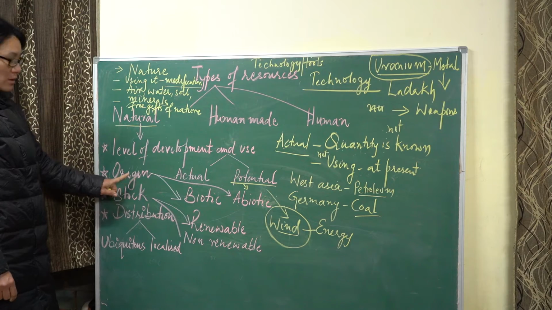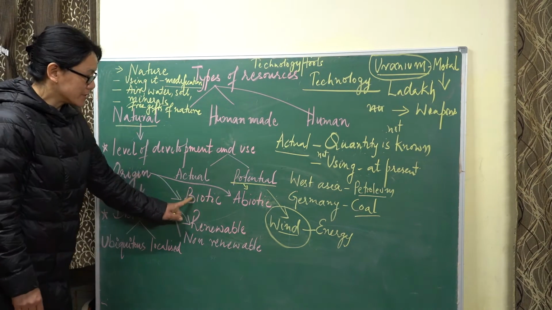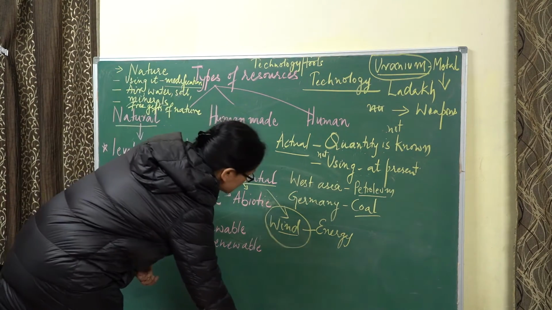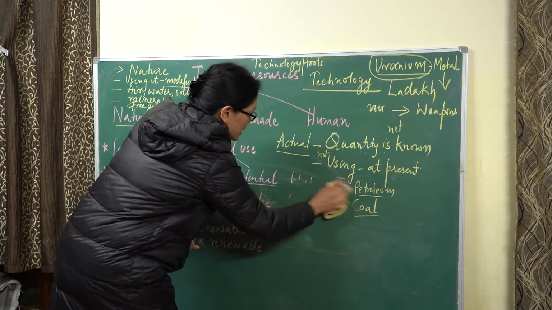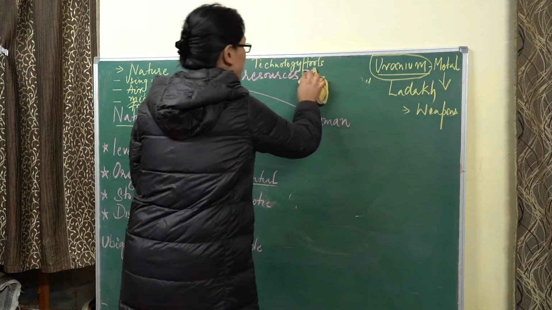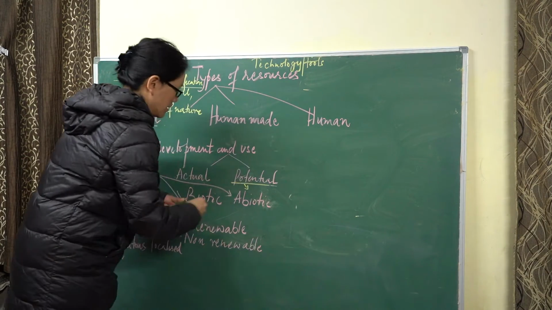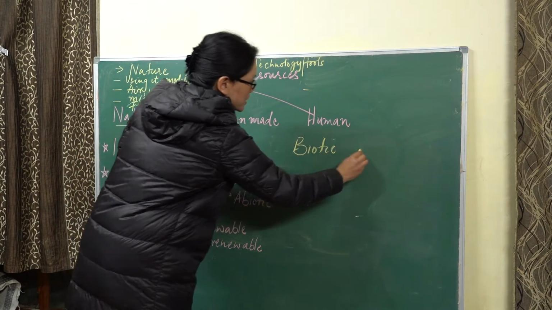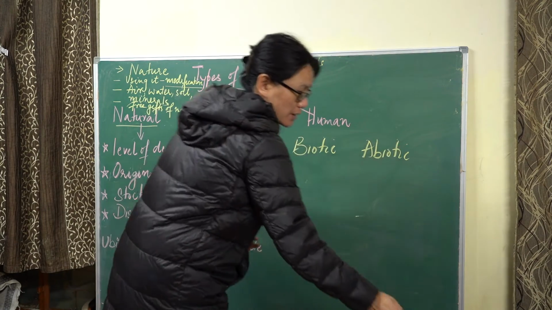Then the next one we have is origin. On the basis of origin, we have biotic and abiotic. Now this is very simple. So what is the difference between these two? Biotic resources and abiotic resources, right?